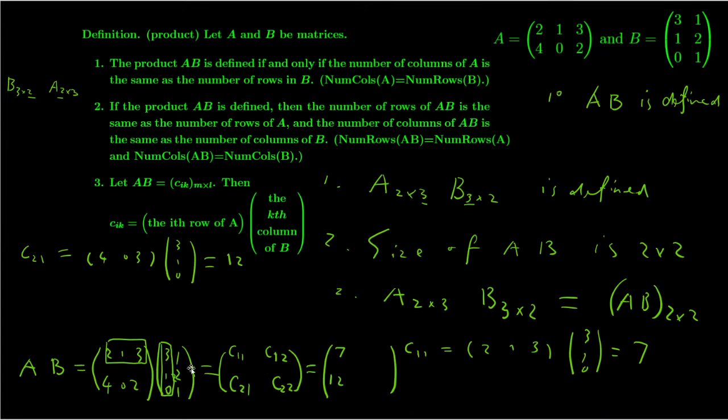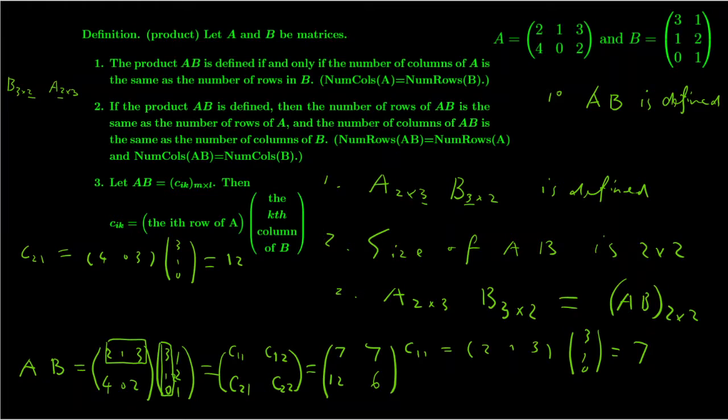Okay, now let's do this together. For C12 you use the first row, the second column. I think C12 is 7. C12 is 7. C22 please. C22 is 6. Okay, thank you. 6 is probably right. Okay, now we have the answer, right?